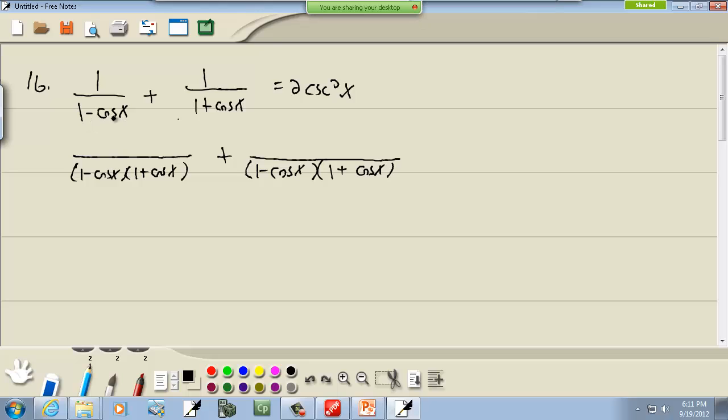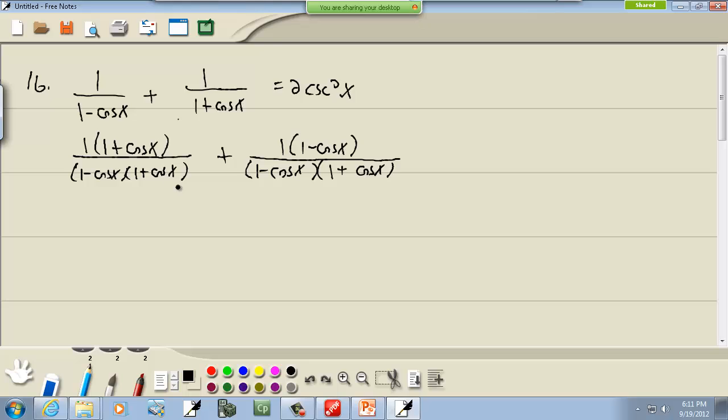Now in our first fraction, we had a 1 minus cosine. The new thing we put downstairs was a 1 plus cosine. So whatever we multiply by the bottom, we have to multiply it by the top. So we'll multiply the 1 by 1 plus cosine. Like that. Now over here, we had a 1 plus cosine. It's still down there. The new thing downstairs is a 1 minus cosine. So we'll multiply the top part by 1 minus cosine.